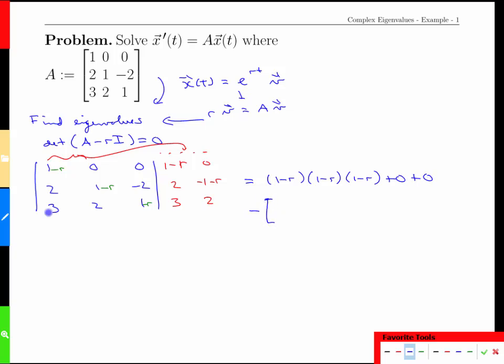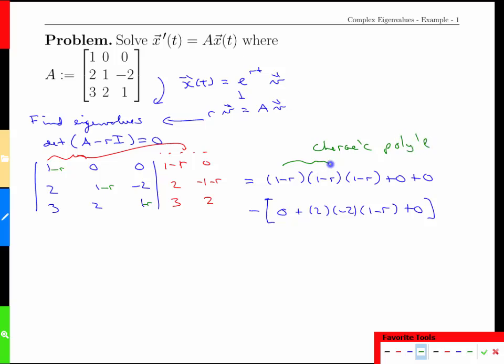Then we're going to subtract the up to the right products. So 3 times something times 0. 2 times -2, and the negative's just out front, so we're getting the negative of it later on, 1 minus r, and the last product is also 0. And that gives us our characteristic polynomial.